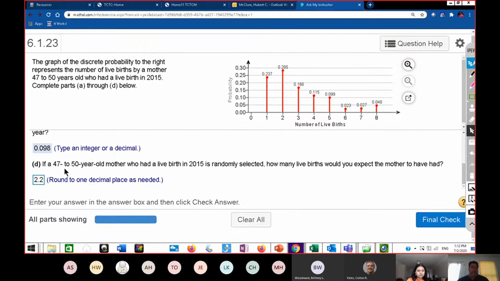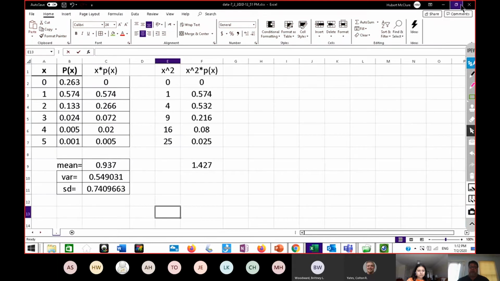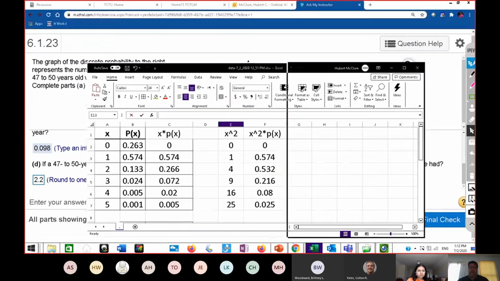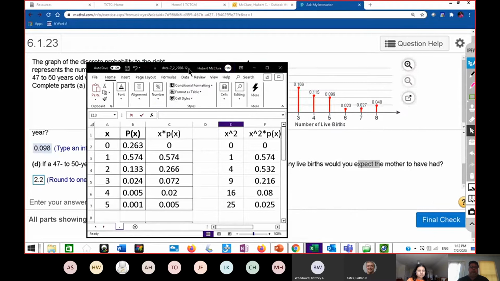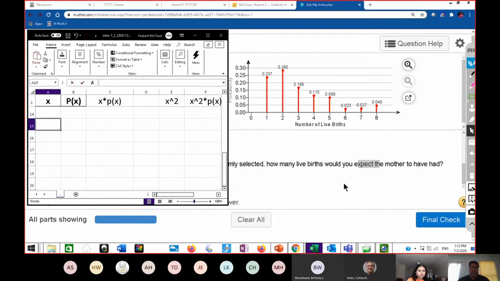If a 47-year-old, and so on, how many births would you expect the mother to have? Well, expect means average. So we have to average all these. So let's take our handy dandy Excel spreadsheet, make it small, move it over here a little bit, go down here and do 0, 1, 2, 3, 4, 5, 6, 7, 8.